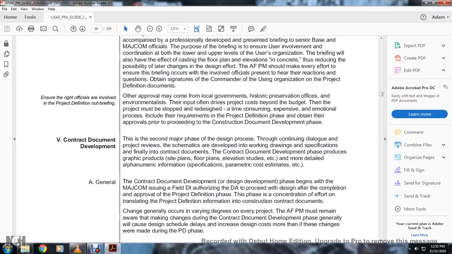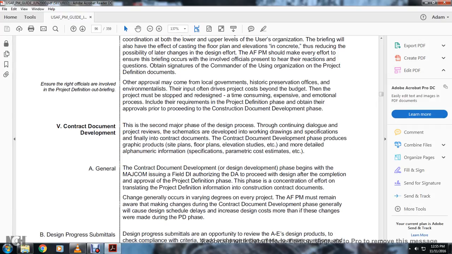General contracting documentation development is the design development phase, beginning with the major common issues in the field of design, instructing the DA to proceed with the design after the completion and approval of the project definition phase. The phase concentrates the effort on translating the project definition and information into the construction contract documentation. Changes generally occur to verify the agreed-upon scope and their varying impact.